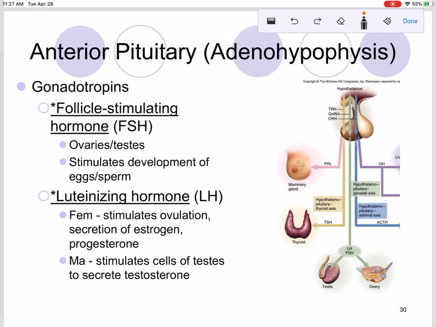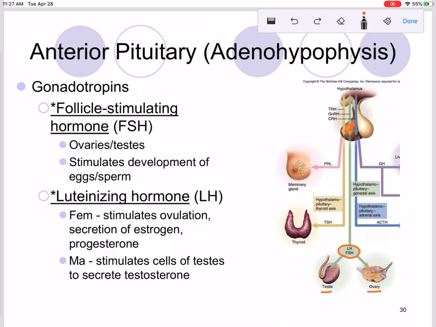Let's talk about these. Okay, the follicle stimulating hormone, and you may have heard of these, FSH, and then luteinizing hormone, LH. These are hormones that are released from the anterior pituitary gland, and they travel all the way down to the reproductive organs. So you'll need to know for each of these what the target organs or target cells are, as well as the actions. So let's talk about each of these.